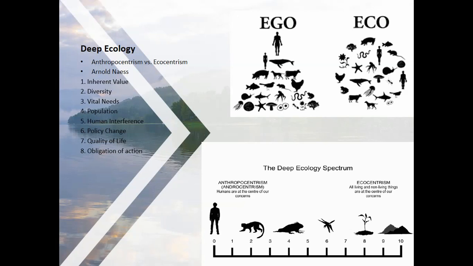This idea was challenged by Arne Naess in 1984 with the introduction of deep ecology philosophy, the basic concept being human lives are no more valuable than the next living organism. This idea is based on eight major points: the inherent value, diversity, vital needs, population, human interference, policy change, quality of life, and obligation of action. For the topic of invasive species, we can look closer at points 2, 3, and 4.